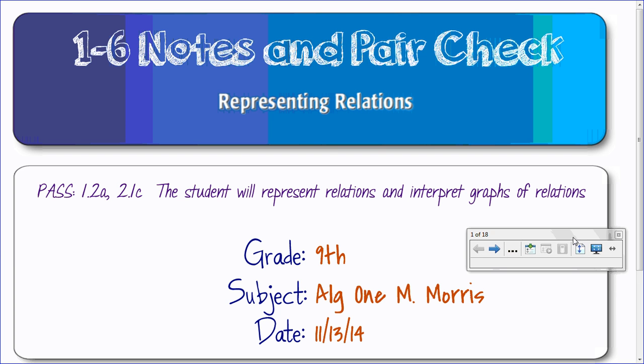Also, write the objective. Student will represent relations and interpret graphs of relations. Write that down. Make sure you write the pass skill on that also, because at the end of the year, when you take your notebook exam, I'm going to ask you what some of those pass skills are at. You better be able to go back and find it. Okay?